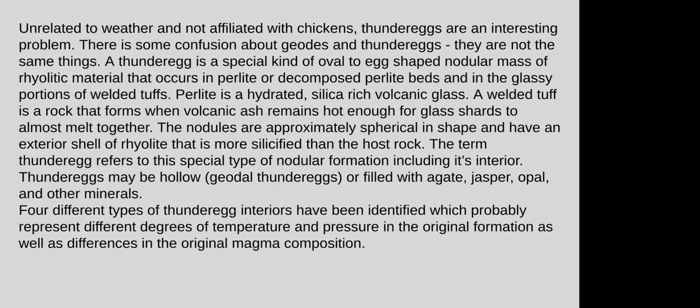Thunder eggs may be hollow, a geodal thunder egg, or filled with agate, jasper, opal, and other materials. Four different types of thunder egg interiors have been identified, which probably represent different degrees of temperature and pressure in the original formation, as well as differences in the original magma composition.